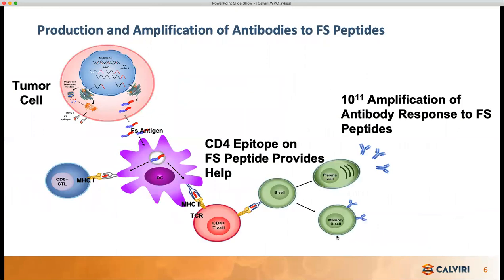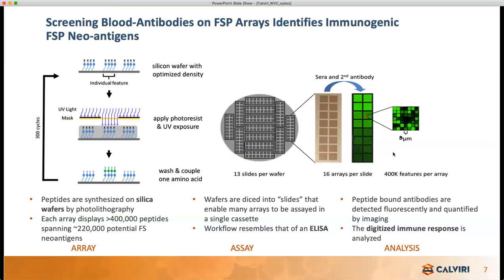This also is true for antibodies. So here's a drawing of the whole process, but basically the frameshift antigen that's secreted by a tumor cell eventually activates a B cell and eventually is a huge amplification of antibodies that recognize that frameshift antigen. So we take advantage of all those antibodies and we screen them on these high density peptide arrays.